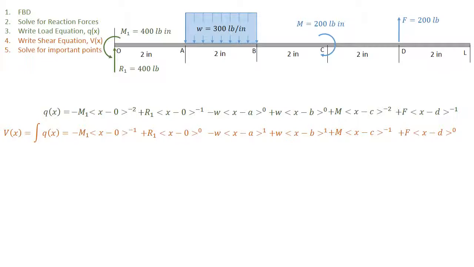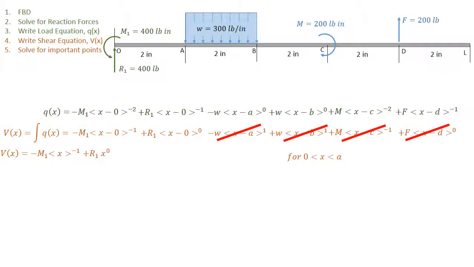Now, solving for important points. Let's consider the region between x is equal to 0 and x is equal to 2. For that region, most of the singularity functions will not be valid. All of these back ones here won't be valid, so I'm going to cross them off directly. And we only have two left. We have the moment that turns on at 0, and we have the concentrated force that turns on at 0.